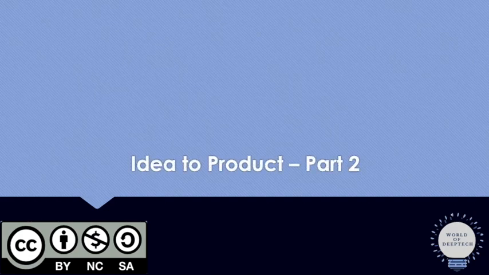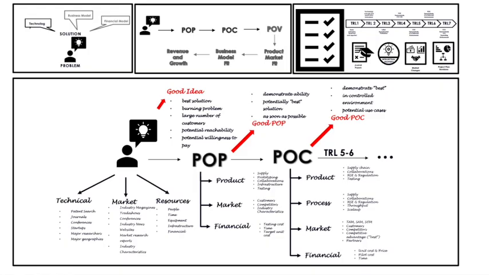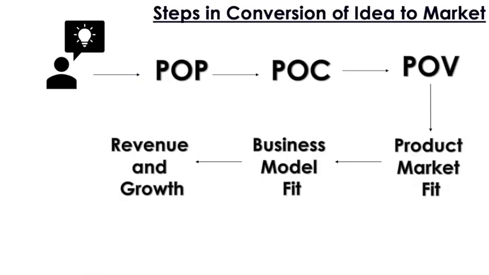Welcome to the second part of this series on taking your idea for an advanced technology based solution towards product and market. In the first part, we looked at how to evaluate the idea and how to determine when we reach the stages of proof of principle and proof of concept. We also looked at factors to consider while planning the next stage of the development process and how to monitor it. In this video, we will discuss proof of value and product market fit, the two stages that directly relate to product development. We will also briefly touch upon business model fit.